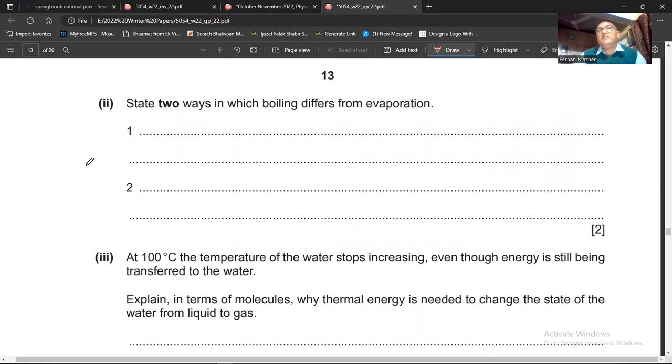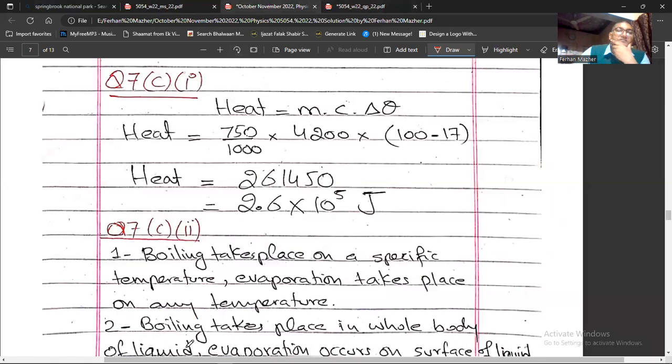Boiling happens throughout the body of the liquid. Evaporation happens only on the surface of the liquid. When the boiling happens, bubbles are formed in the body of the liquid, and the bubbles also have steam. During evaporation, no bubbles are formed. So these are a few.